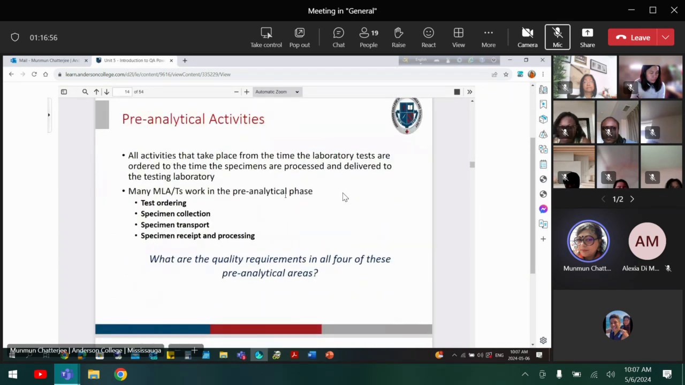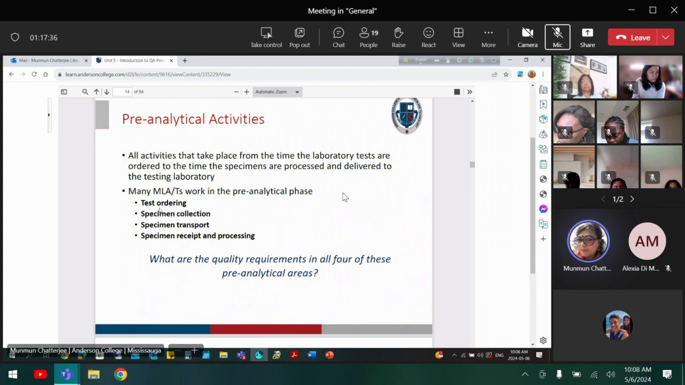Pre-analytical activities: all activities that take place from the time the laboratory tests are ordered by the physician to the time the specimen is processed and delivered to the testing laboratory. That is pre-analytical. Many MLAs work in the pre-analytical phase. Basically, we are working mainly in the pre-analytical phase. Even some MLTs work in the analytical phase, but they are under the supervision of MLTs because they are mainly responsible for the quality control tests and other things.